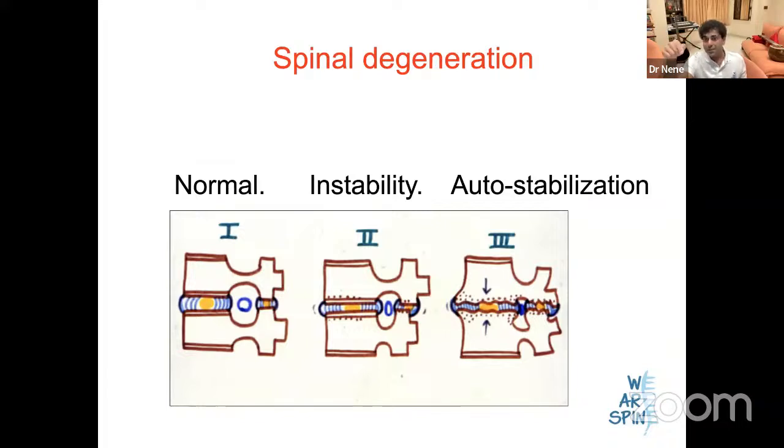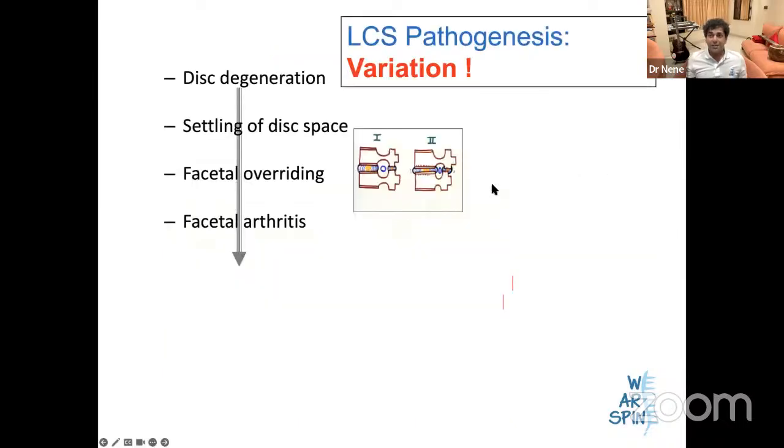Now, this is at the cost of the neural structures, because unlike the knee or the ankle, the spine harnesses the nerve. As this entire system collapses, auto-stabilizes and crunches down, the nerves get compressed. These folks come with claudication and neural symptoms. That's the path of lumbar canal stenosis, or LCS.